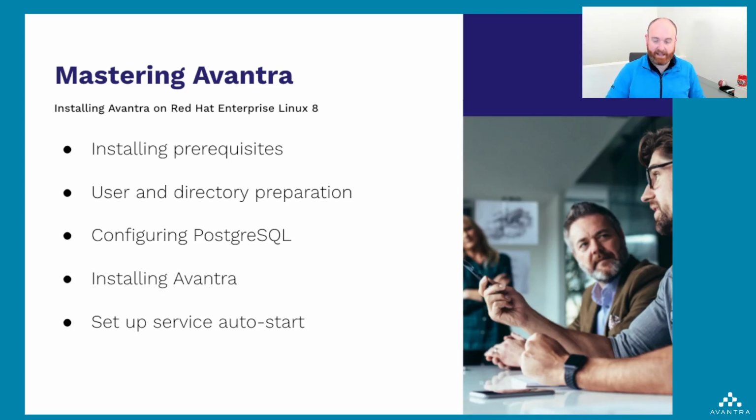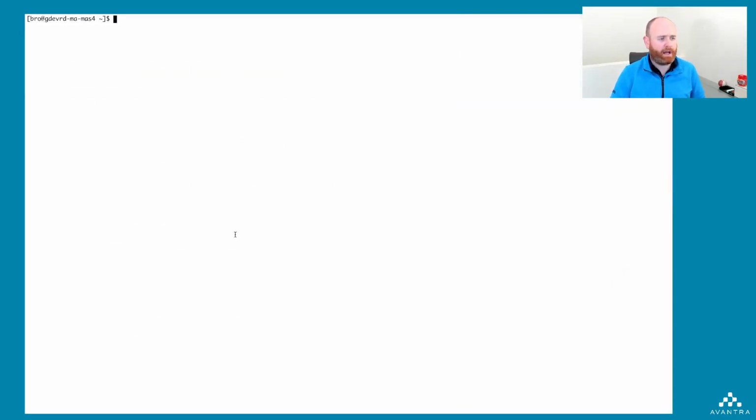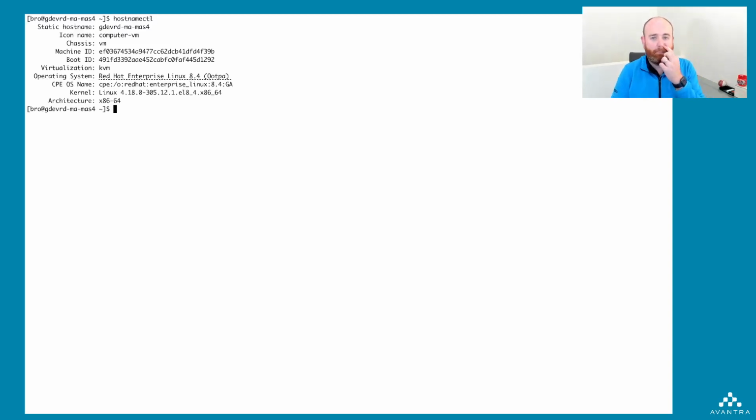So let's go ahead and get started. Here I am, logged into my Red Hat machine. And just to show you what we're looking at here, I'll just run hostnamectl. This gives me all of the information about the operating system itself, and you can see here I'm running Red Hat Enterprise Linux 8.4.